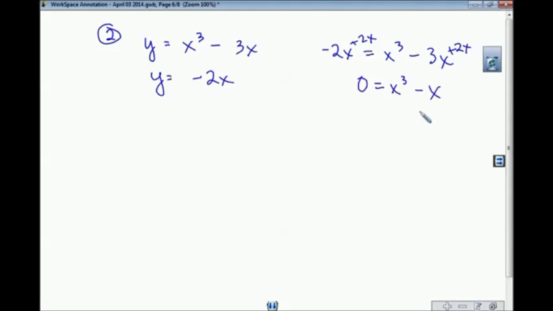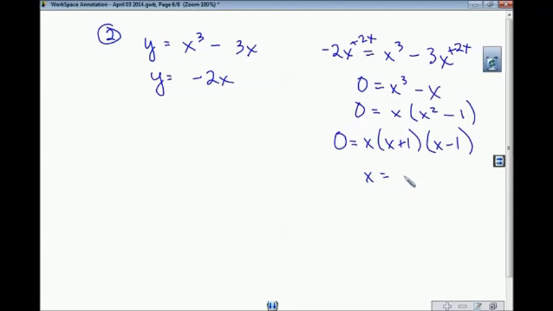Now what would we do to solve this, to find where this equals 0? Minus plus plus. If this were a cube and this were a cube, that's exactly what we do. But it isn't. It has a common factor though, doesn't it? X. Take out the x, and it leaves me with x squared minus 1. Now we find our zeros. Or you could even factor this more if you like: x plus 1, x minus 1. So what are my zeros? 0, negative 1, and 1.